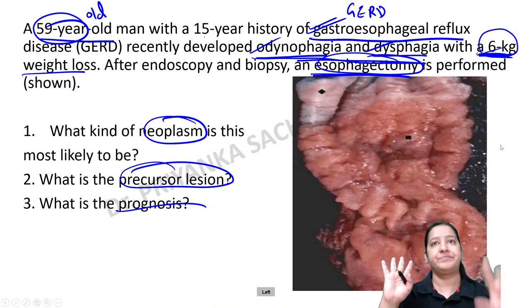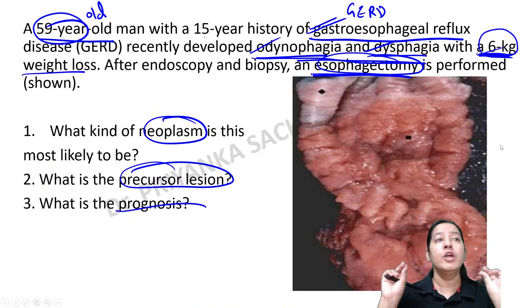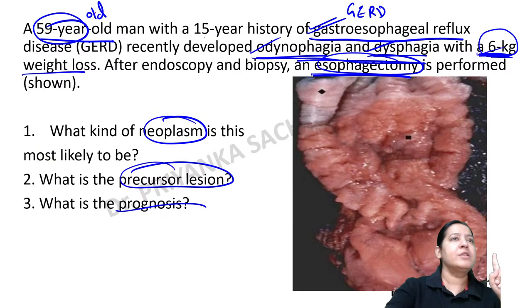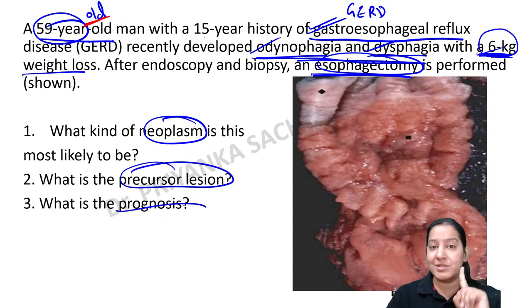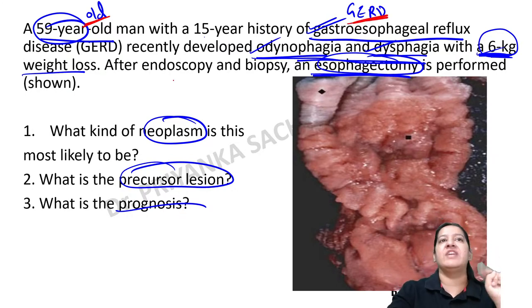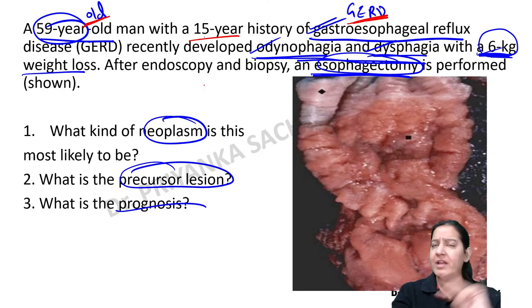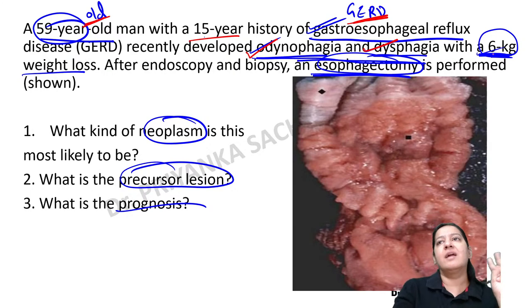Now read the same question again. You all will be able to answer it. There is an old man. Esophageal carcinoma occurs in old age, so age is always a clue. The first clue: an old man having GERD for the last 15 years. He was not taking any treatment. He had a little chest burning sensation, nothing else. The symptom was not bothersome. Now he suddenly started developing odynophagia and dysphagia, problems in swallowing, pain during swallowing, and suddenly 6 kg weight loss.